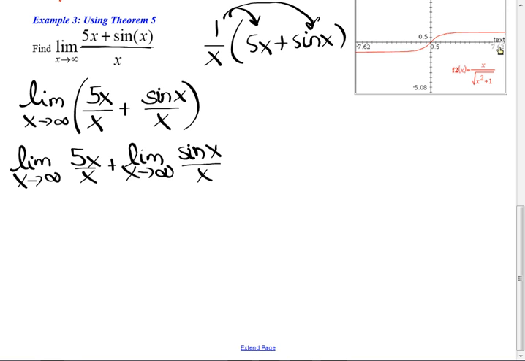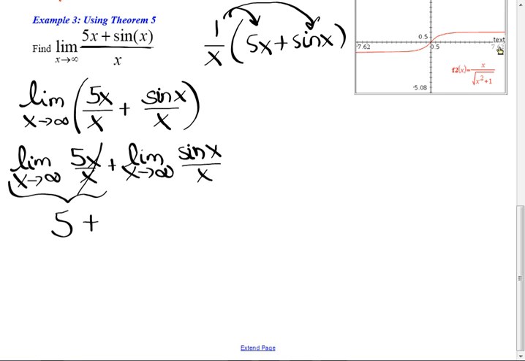Reading a math book is really slow. Same with a science book. It's not the same, is it? What's this first one going to give you? What happens to the x's? Because we don't care what happens at infinity. They cancel, don't they? They're the same number, so that's 5.